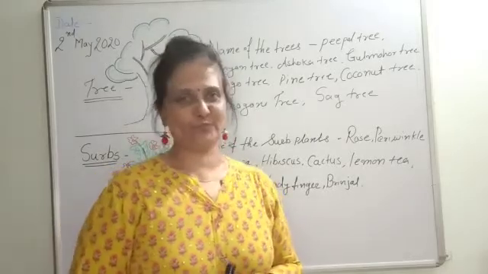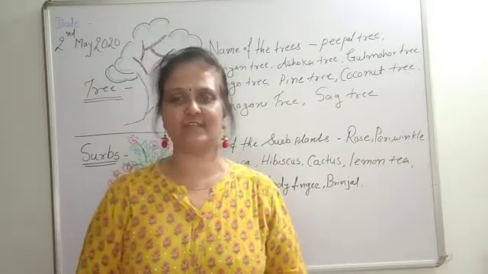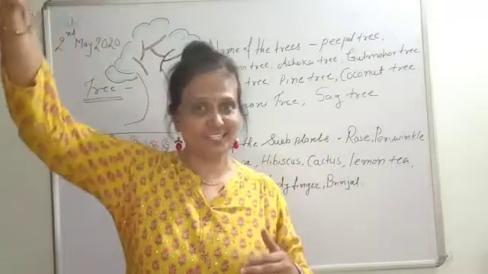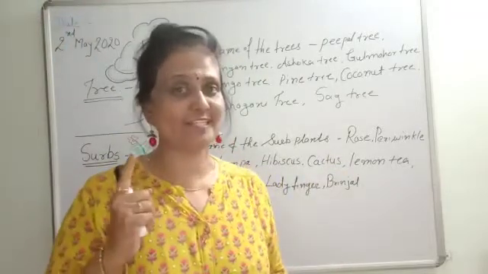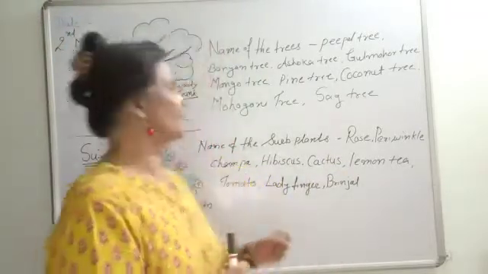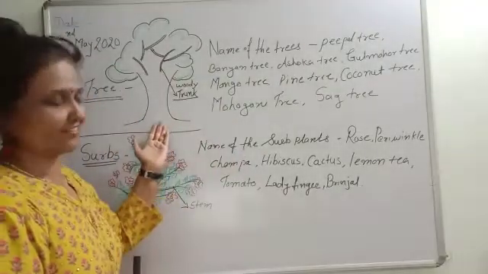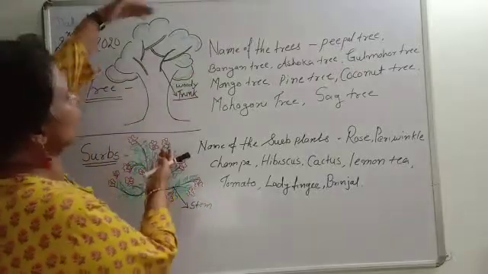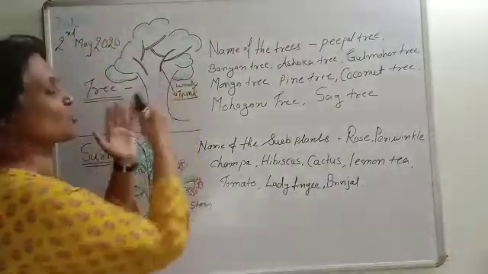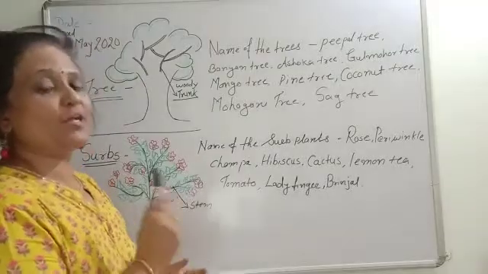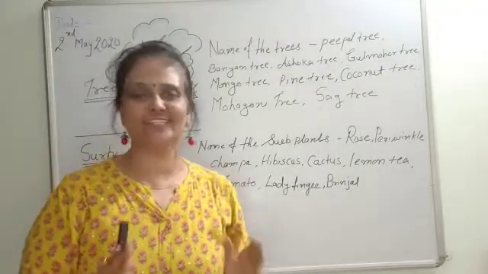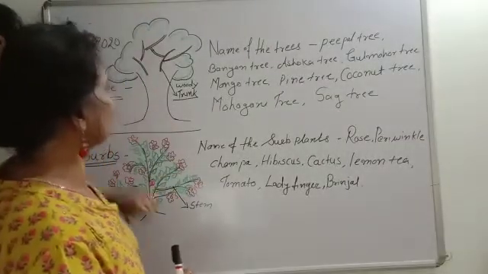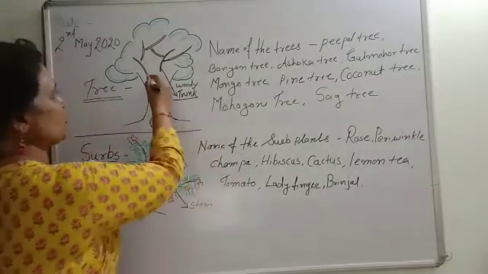I will explain to you. Trees. The big, tall and strong plants are called trees. Look at the picture. This tree is big, tall and strong. Those plants are called trees because they are very tall, big and strong.